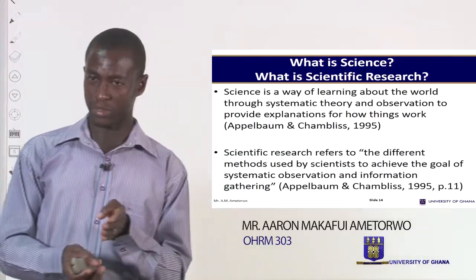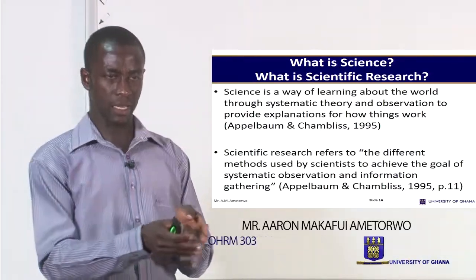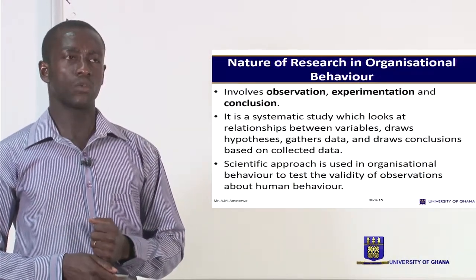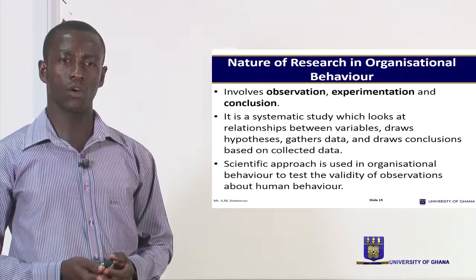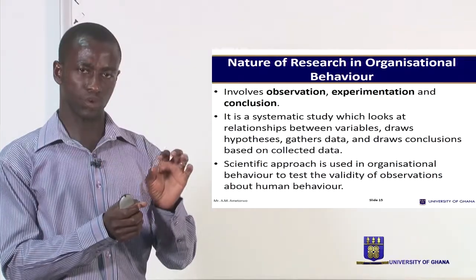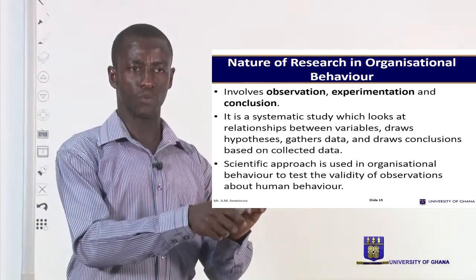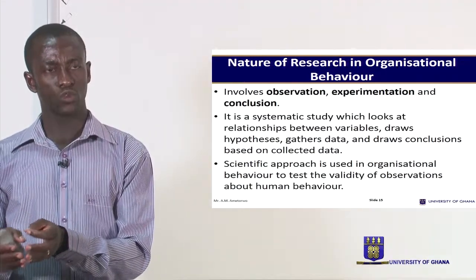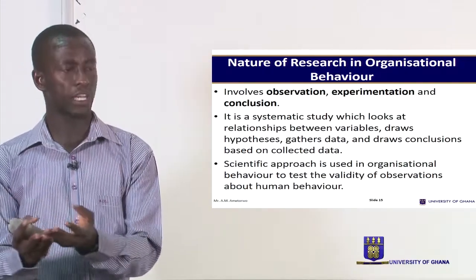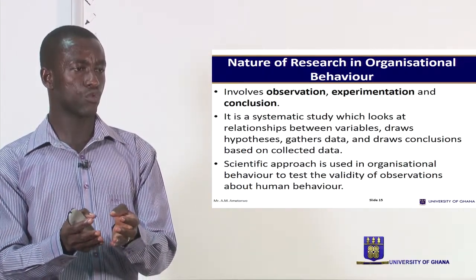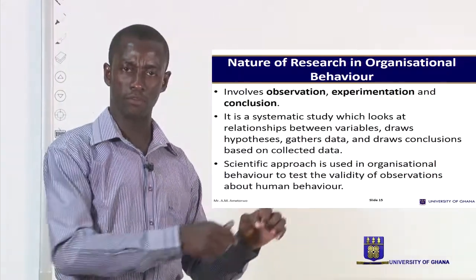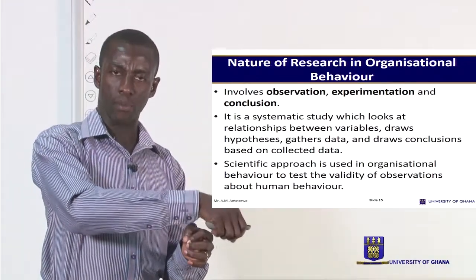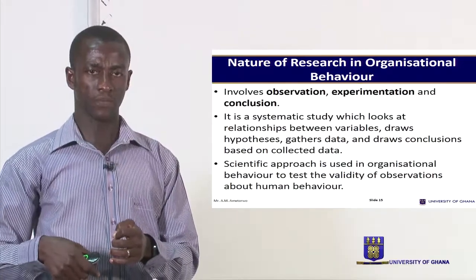Here again, we are talking about the systematicity. We are looking at how things are done from one stage to the other. And we apply science in the study of human behavior because we talk about observation. We need to observe how people behave in the organization. There is also experimentation. There are times we need to put people in a very controlled environment so that we are able to control for certain confounding variables. And that will help us determine whether a certain variable leads to another.